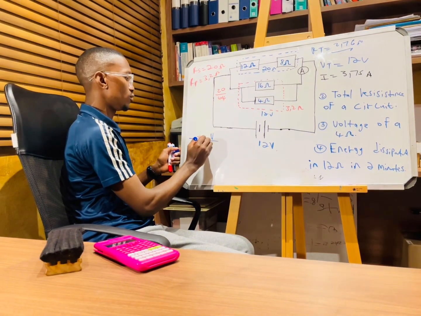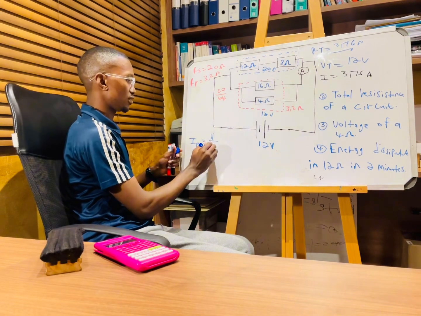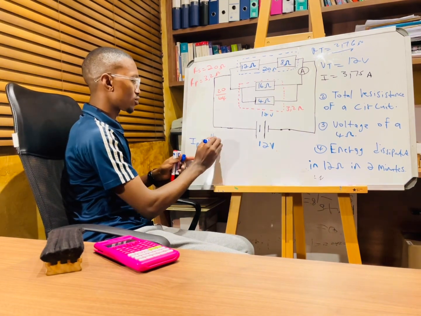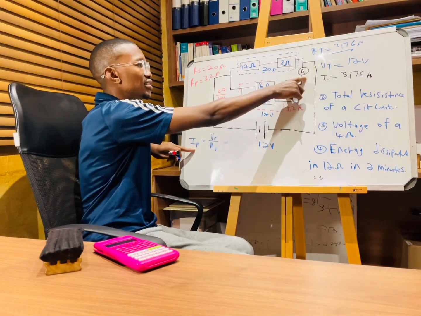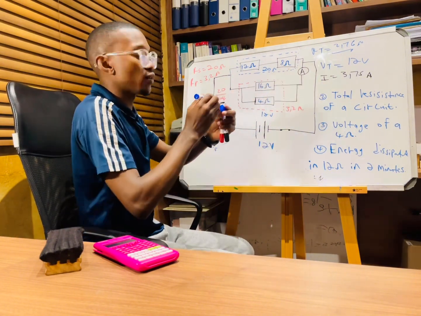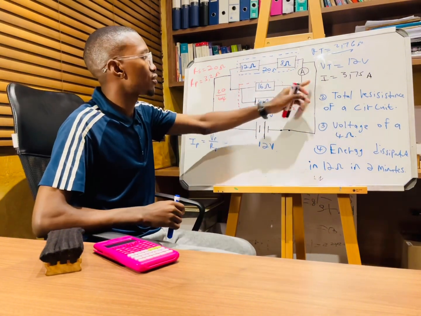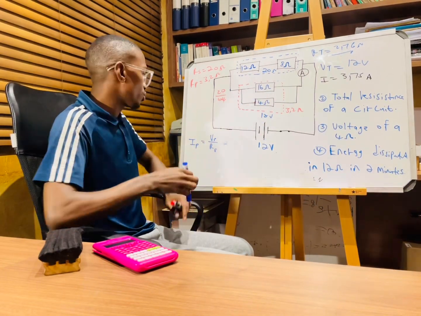V over the R. Right? So check, the I is what? Do I know the current here? They said here is 3.75. But this 3.75 is for what? Let's be honest, what is this 3.75 for? It's for these ones. Let me show you.